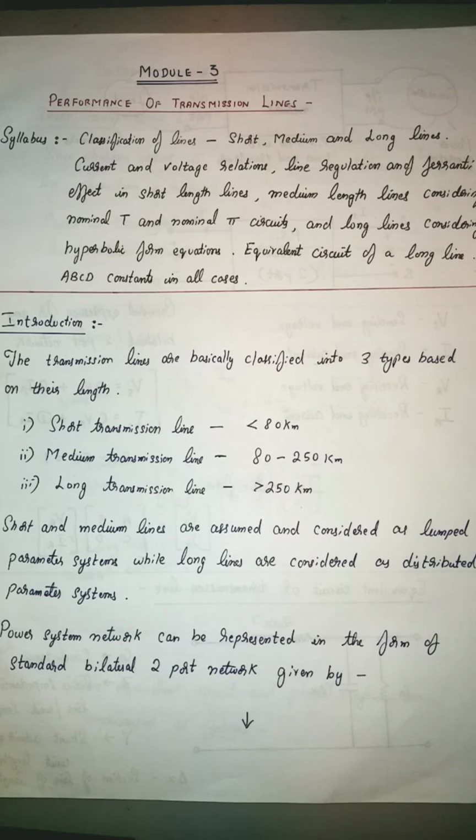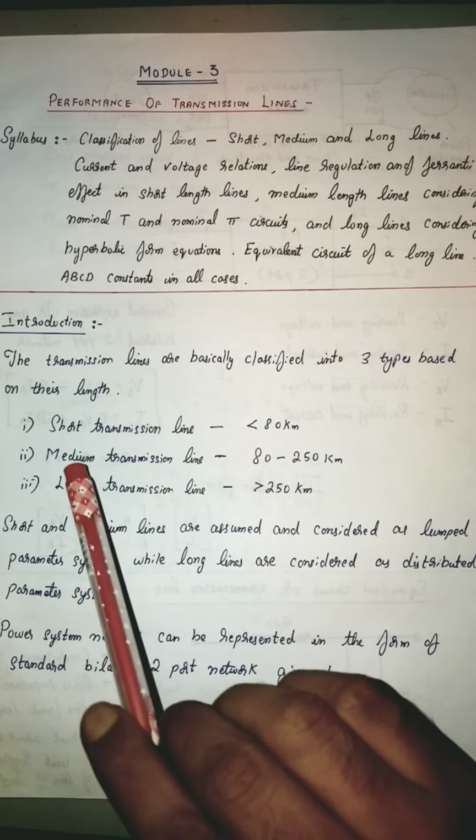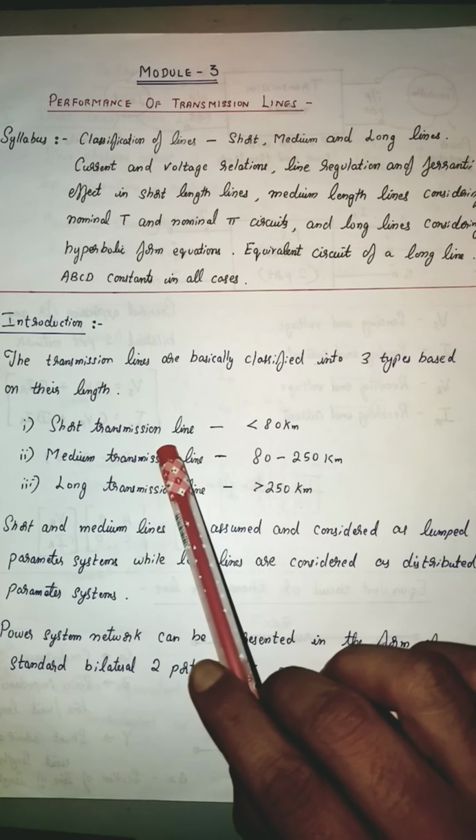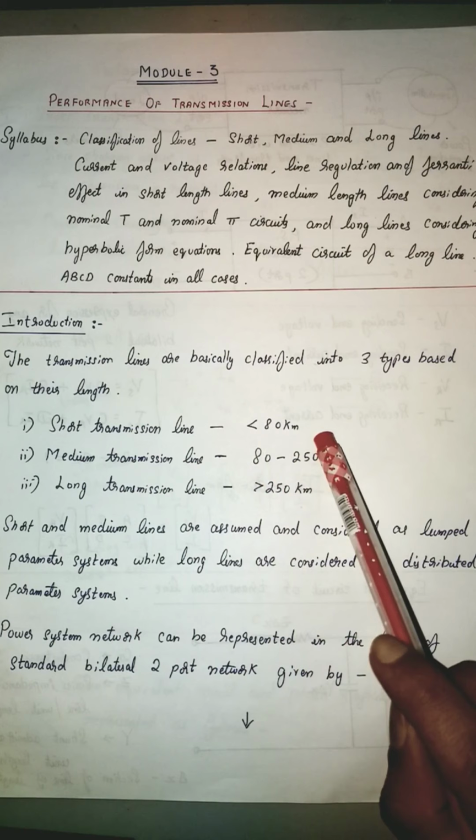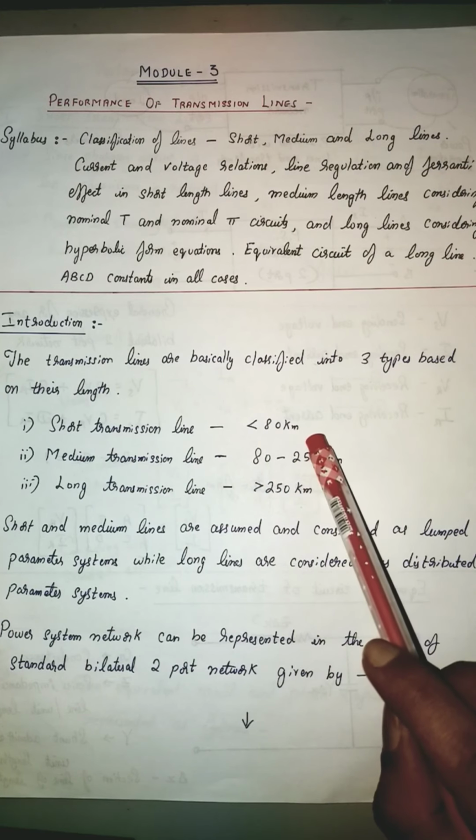What is short transmission line? What is medium line? What is long line? Then only we can go for performance. So first we should understand that. So coming to short transmission line, whenever the length of the transmission line is less than 80 kilometers, it comes under the category of short transmission line.